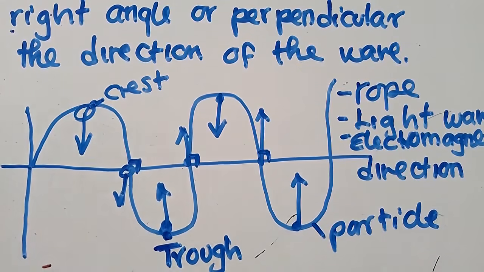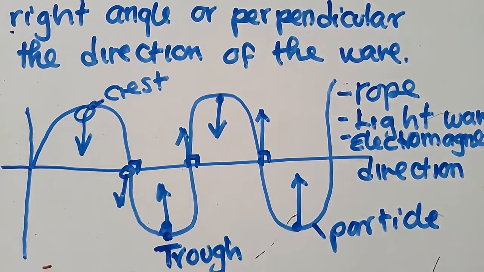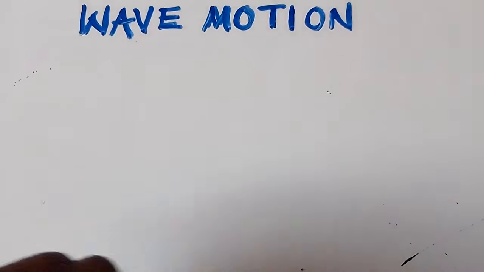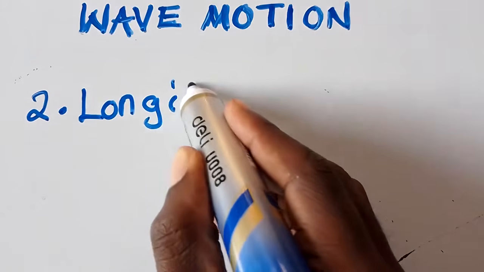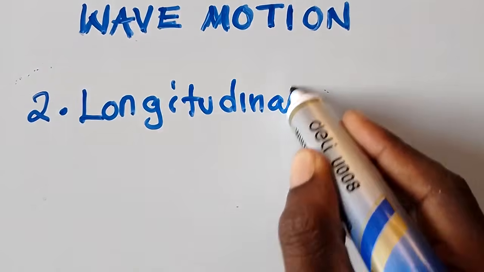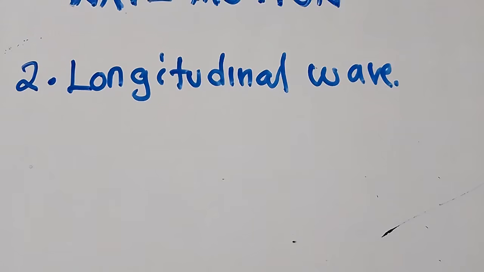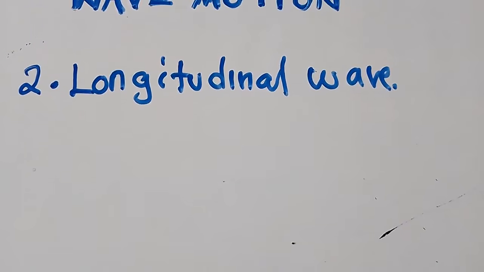So this was the first one. We move to the other type of wave, the second one. The second one that you need to talk about is the longitudinal wave. This is the second type of wave that you need to understand. It is called a longitudinal wave.